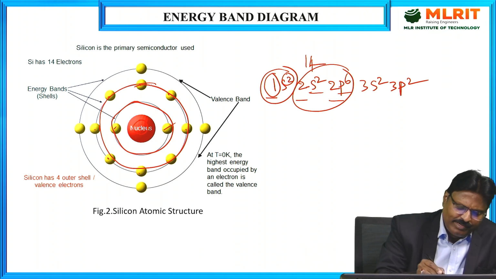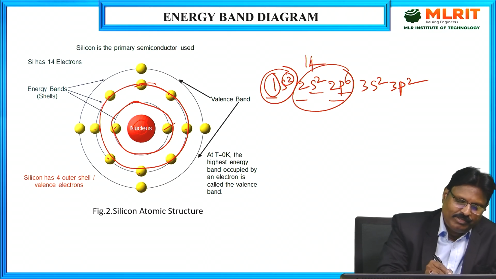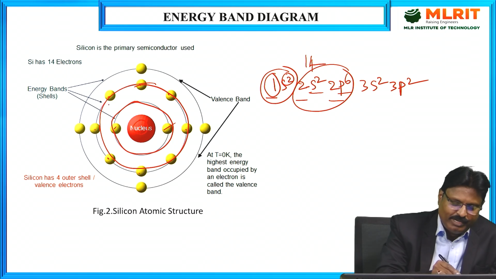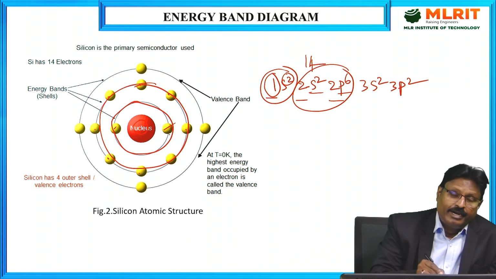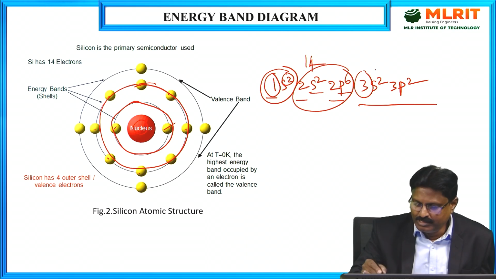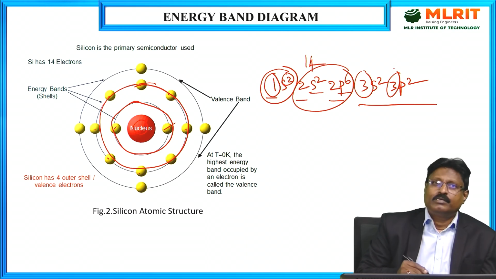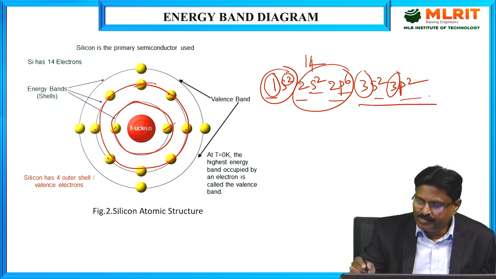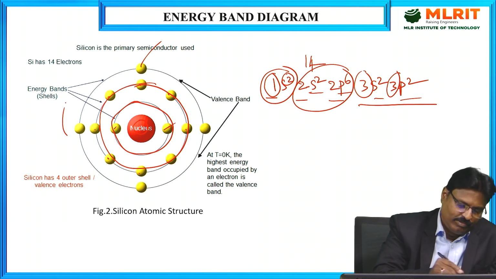If you observe the influence of the nucleus upon these electrons, they are attracted towards the nucleus. The innermost orbit and next orbit electrons are attracted towards the nucleus. What about this third orbit, third shell? Once again, it contains 2 subshells. The total number of electrons is 2 plus 2, 4. As you can see here, 1, 2, 3, 4.